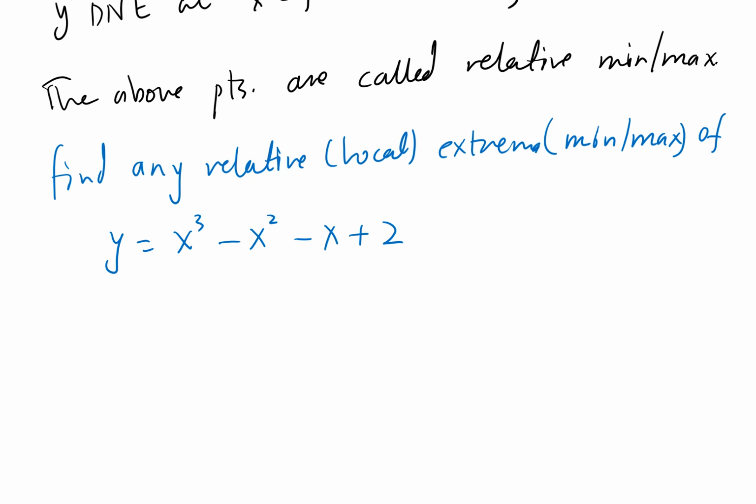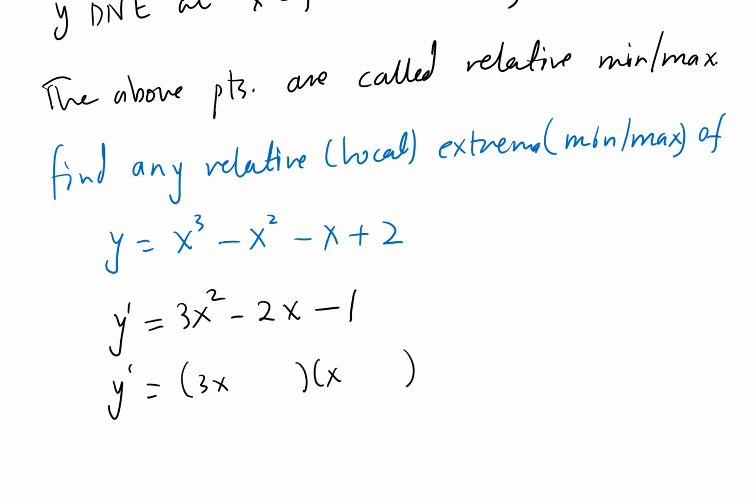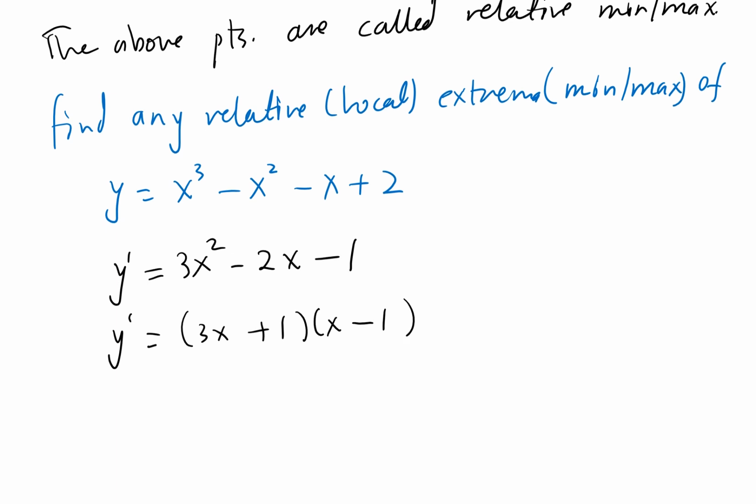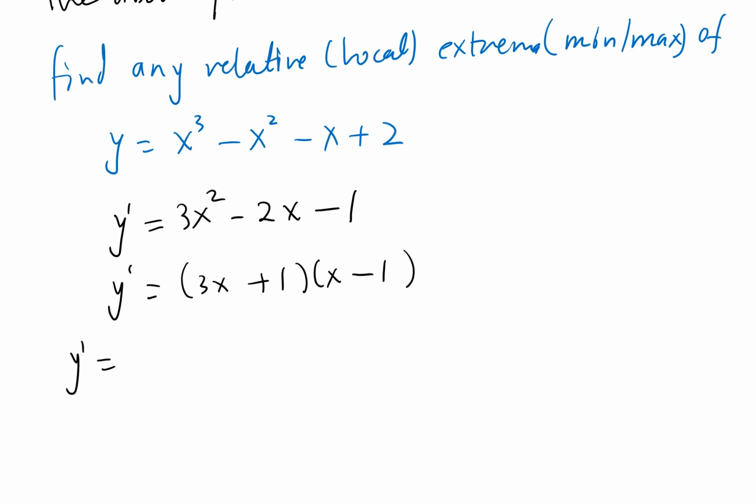To do that, we need to find the derivative and see when it is 0 or does not exist. So the derivative here is 3x squared minus 2x minus 1. We can factor this as (3x + 1)(x - 1), and you can test it. It should work. When does that equal 0? It equals 0 when 3x plus 1 is 0 or x minus 1 is 0.